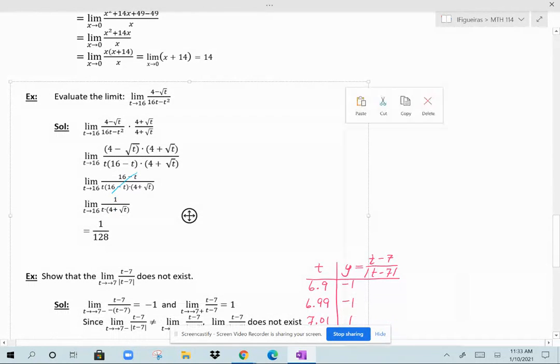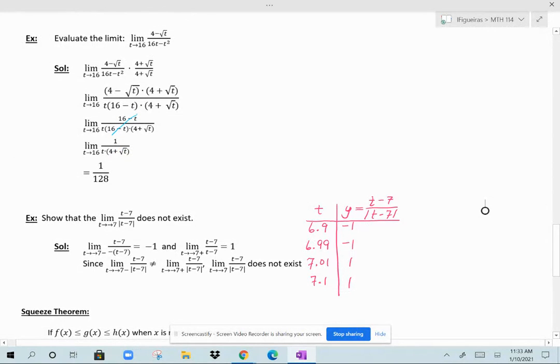All right, so here we have an absolute value. It's the first time we're seeing an absolute value with our limits. Absolute values need to be treated in a very specific way. We have the limit as t approaches 7 of t minus 7 over the absolute value of t minus 7. So we're going to actually show that the limit does not exist.